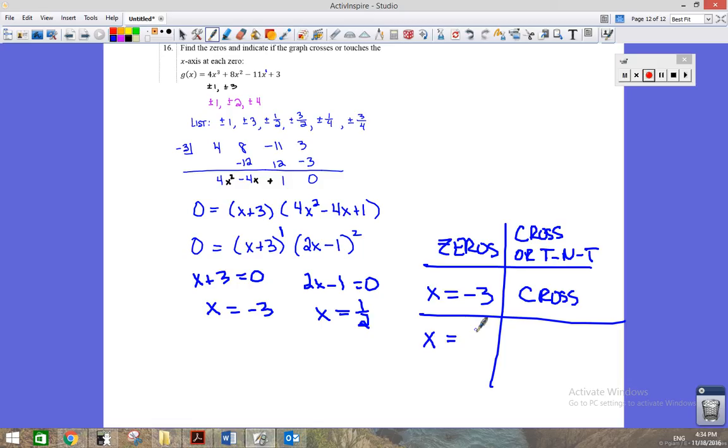Hopefully you can read my writing. I'm not writing very clearly. This tablet's not cooperating. The multiplicity is 2, which is even, so it's doing a touch and turn. That's what it wanted for number 16, so let's move on.